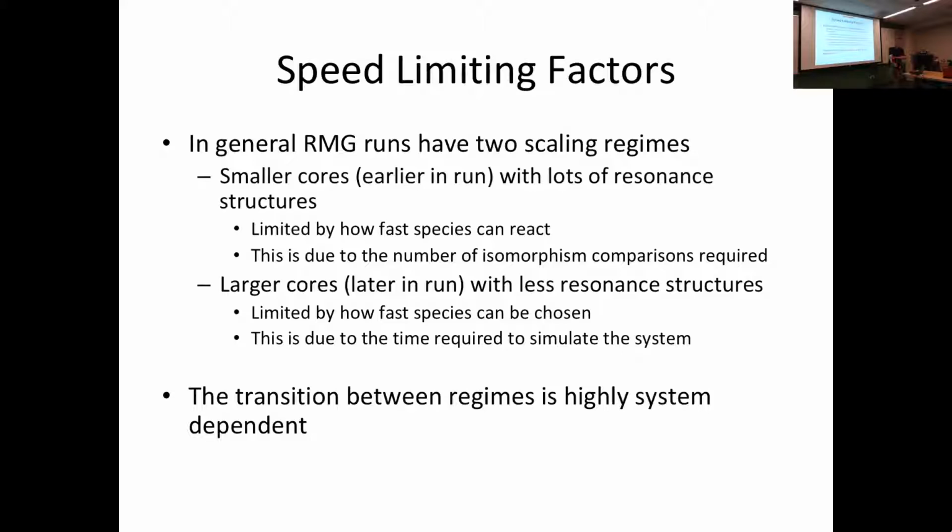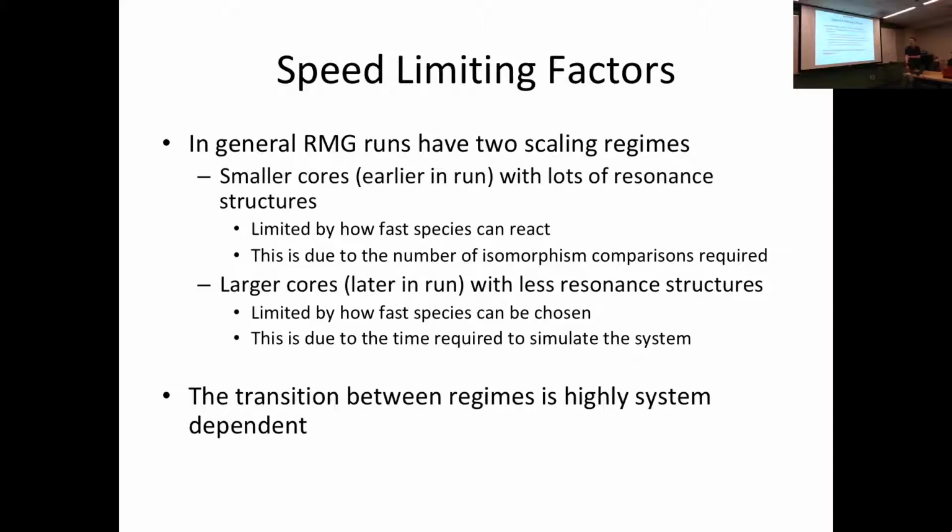So in general, RMG has two scaling regimes. When your model is very small or when your molecules are very large, you're limited by how fast you can react species. This is because we're primarily limited by doing all these isomorphism comparisons involved in the process of generating reactions within RMG. However, as the run continues, and especially when you have smaller structures with less reactive sites and less resonant structures, you start to become limited by how fast you can simulate the system. I think for propane, this maybe takes place around 500 species.